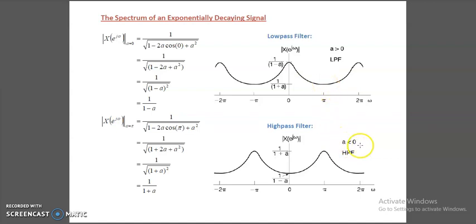If we check a less than 0, what is the case? A less than 0, at omega is equal to 0. What happens? The denominator will be higher. That means the magnitude will be lesser at omega is equal to 0. When a is less than 0, the denominator will be lesser at omega is equal to pi. So the magnitude at omega is equal to pi will be higher. So when we plot that spectrum, you will get a high pass filter like this one. Okay, consider from 0 to pi. At 0 we have the minimum value. At pi we have the maximum value.